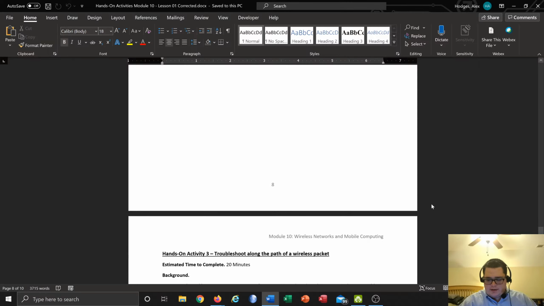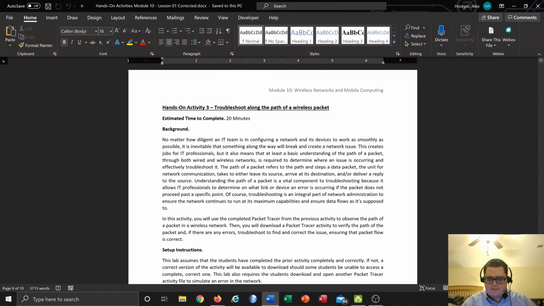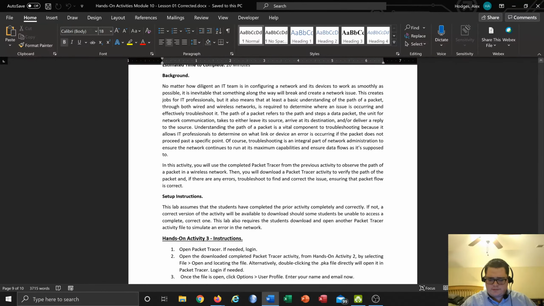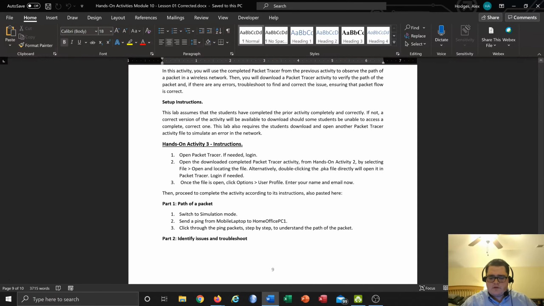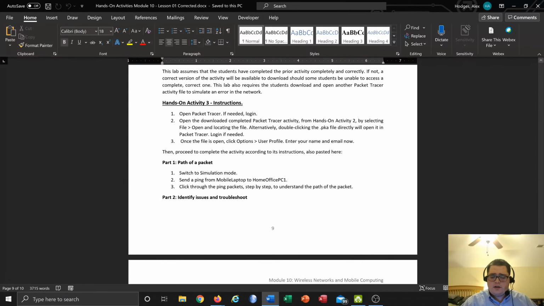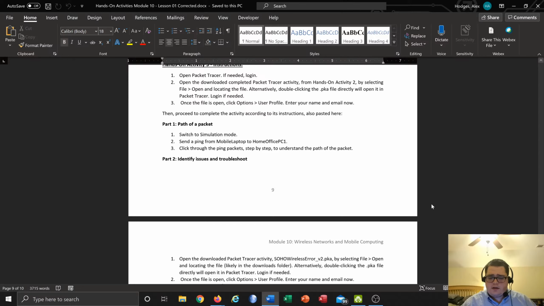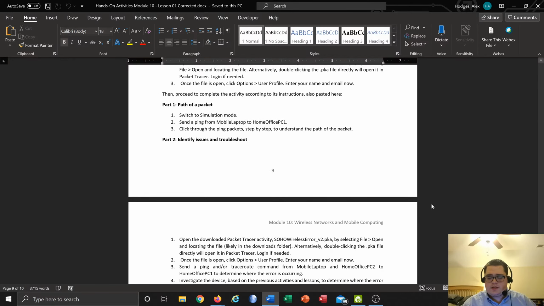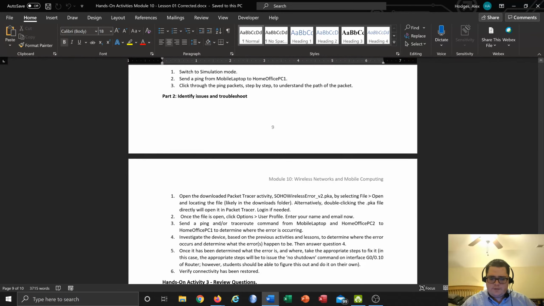And finally, in hands-on activity 3, again, you have the background, the estimated time to complete, the setup instructions, and then the instructions for the actual activity. So for part 1 of the activity, you have to identify the path of a packet. You're looking at what path a packet takes, how it traverses through the network, and then answering a couple questions about that. That introduces the ping command, which is essential in troubleshooting, and traceroute as well.